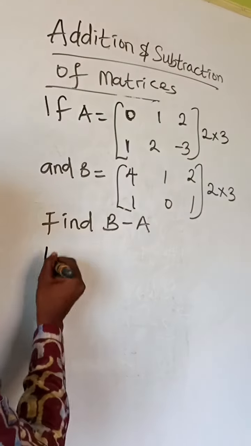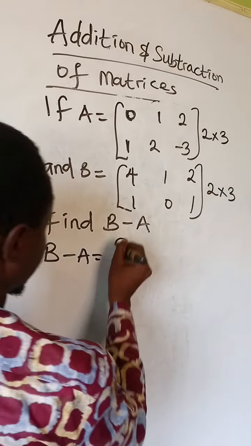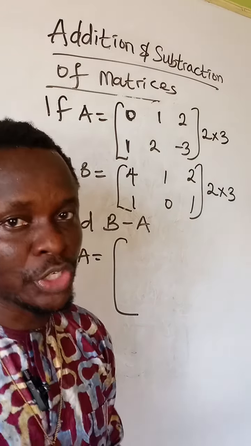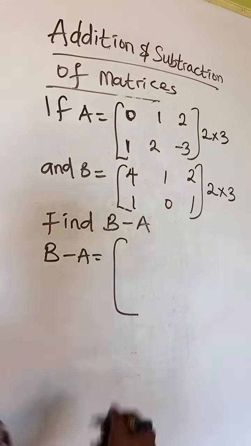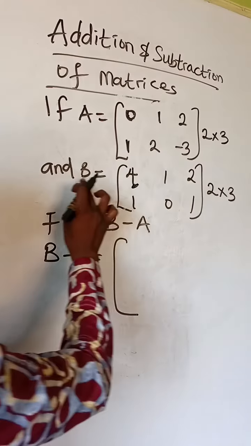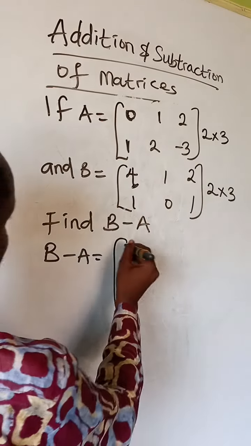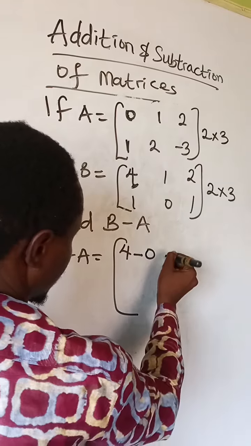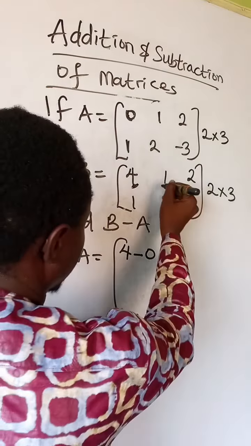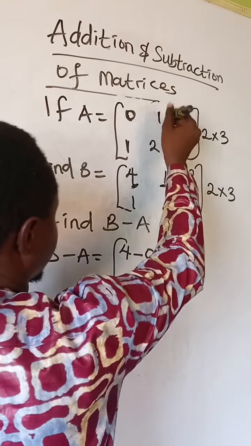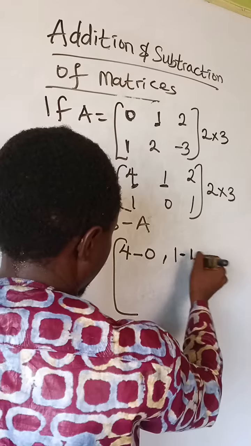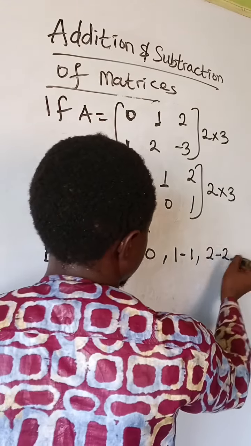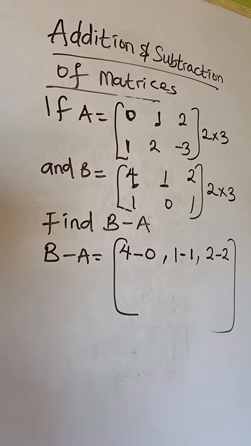Now let's see how we solve this. Remember, we are comparing the rows. Now we are picking the first one here. Remember, B is coming first. So we are taking 4, subtract the first one, 0. Then we go to the second one, 1. We are picking the second one here also, minus 1. Then we come here, 2 minus 2. Then we are done with that.